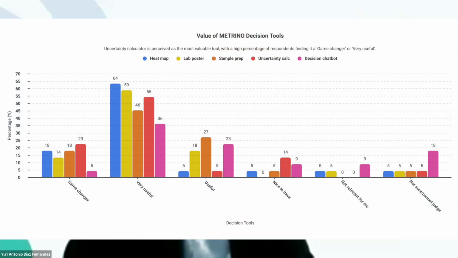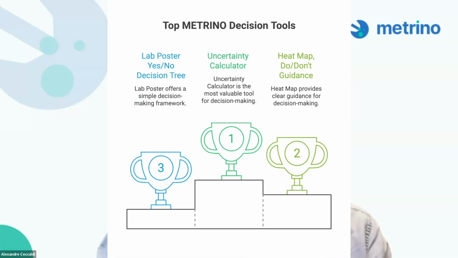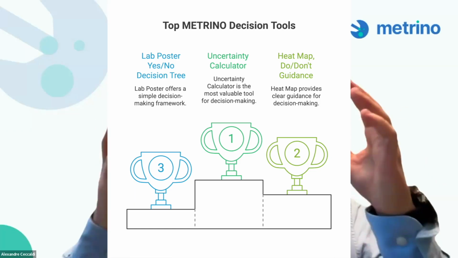I guess that you're all quite interested in all of that, right? Because I see a lot of interest. Would it be very useful or a game changer? Would it be the lab poster, the heat map, sample prep, decision or uncertainty calculator? A bit less for the decision chatbot, and I thank you for that because it would have been horrible effort on our side. But we will do our best to produce that content together with Yuri, with Metrino work package leaders, and together with Clémence, because I see possible great value output of the Metrino project for you guys.